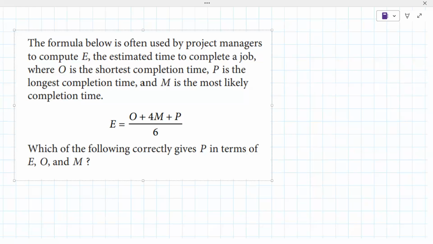Probably O and E. What are we trying to do here? Find the longest completion time.